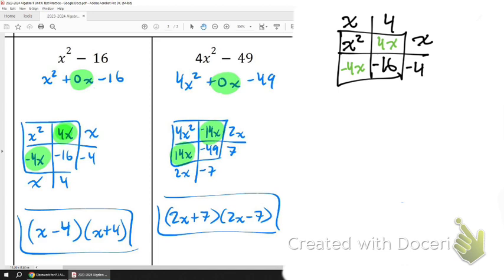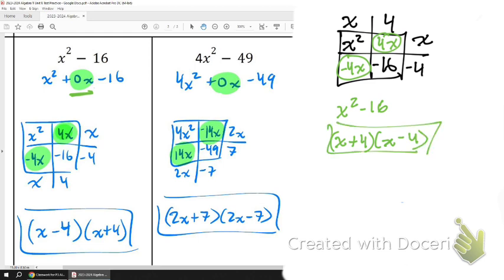Okay, and then look what happens. What is negative 4x and positive 4x when you add those together? It's 0. Negative 4 and positive 4 is 0. So that's why you get only x squared minus 16. And our answer is x plus 4 and x minus 4. We box those up. We're done with that one.